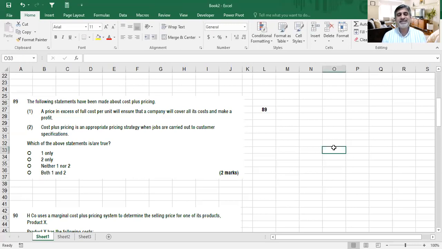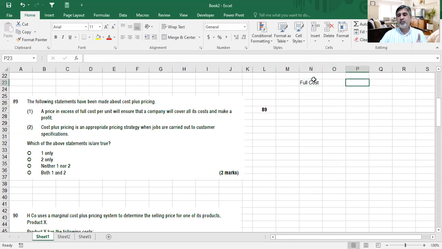A price in excess of full cost per unit will ensure that a company will cover all its cost and make a profit. So the following statements have been made. Which of the above statements is or are true? So a price in excess of full cost. So you have full cost. What is inside full cost? Four costs: material, labor, variable overhead, and fixed overhead. So you say that my full cost, let's suppose, full cost means absorption cost.